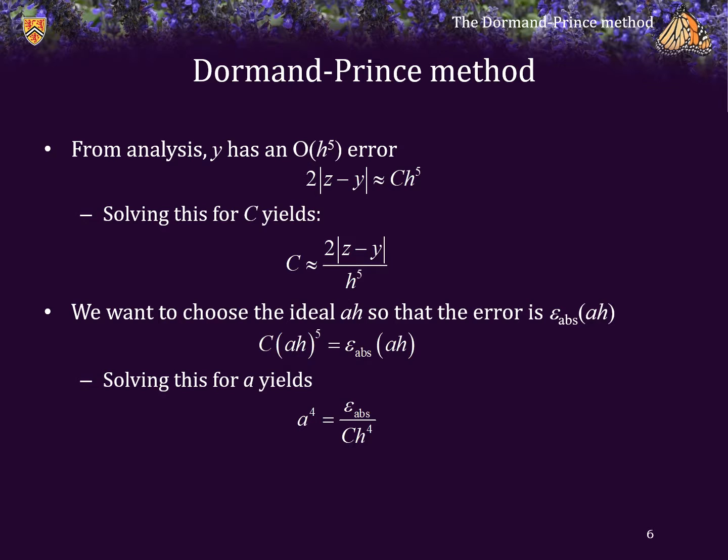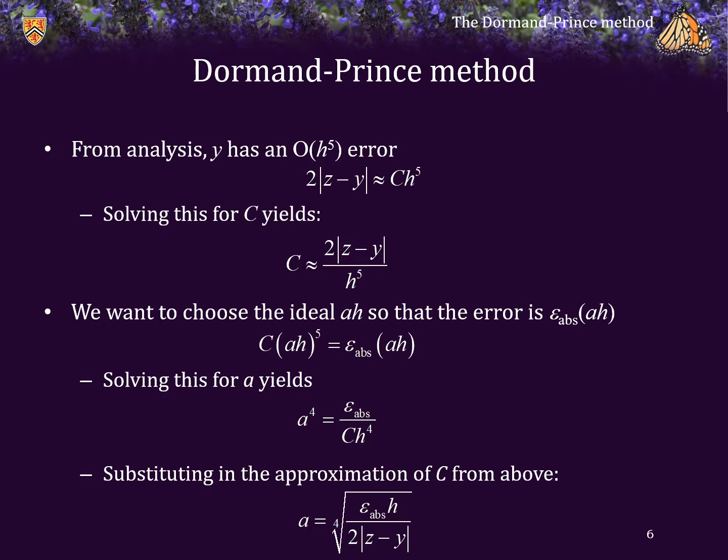Solving this for a to the 4th, we have this expression here, so one of the a's cancels out, and we are left with this. Well, we have an approximation of c up there, so we can substitute the approximation of c into this expression and take the 4th root of both sides. All right, so this gives us our approximation of the scaling factor that should give us the most appropriate width of the interval to use.